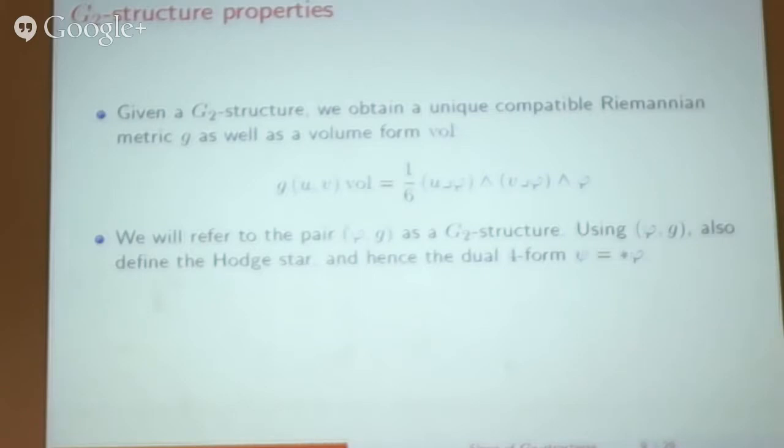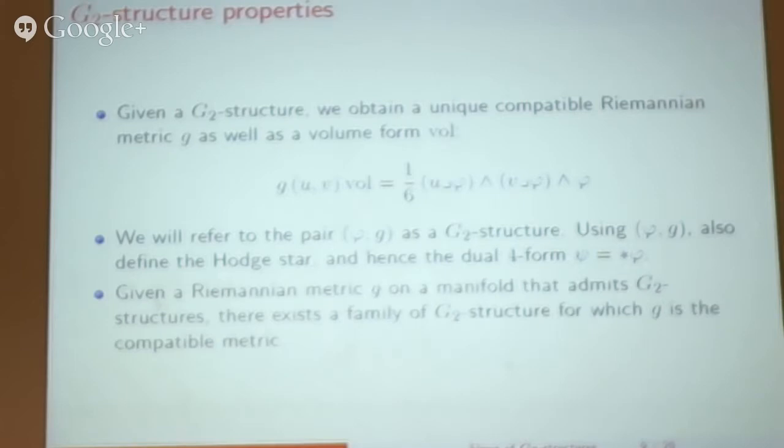All right. So once we have the metric, we take the pair phi and g to define the G2 structure. Of course, we could choose any other Riemannian metric on the manifold, but we want to specify that this is the particular metric which is compatible with this G2 structure. We can also define the Hodge star, and hence the dual 4 form star of phi, which we denote by psi.